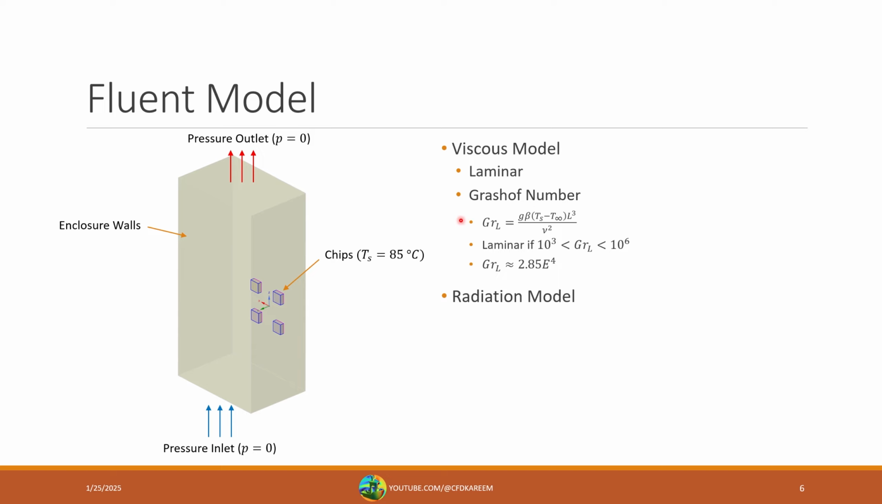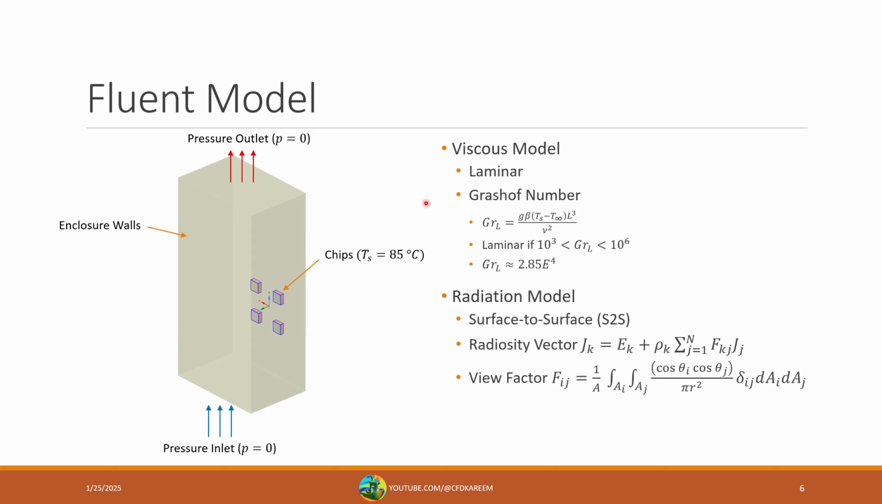And in this case, our calculated Grashof number is about 2.85 e to the 4th. And if we look at these simple empirically derived brackets, we know that between 10 to the 3rd and 10 to the 6th, we can assume that the airflow is going to be laminar. Therefore, our viscous model for this first case with natural convection, we're going to use the laminar model. The radiation model that we're going to use is one of the simpler radiation models and works very well when we have gray diffuse bodies and we're not transmitting any radiation through opaque solids. And that model is called the surface-to-surface model.